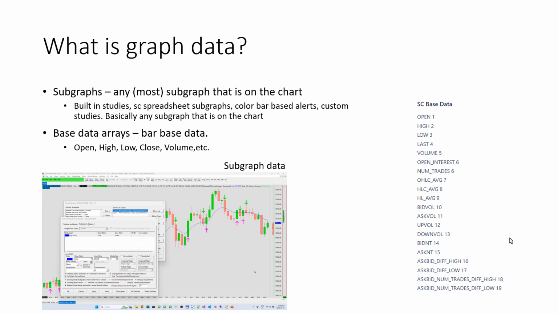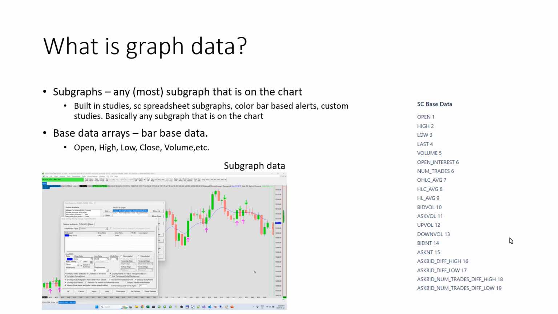Subgraphs, and pretty much any subgraph that you see on the chart. It includes the built-in studies, CR charts, spreadsheet subgraphs, color bar based alerts, and custom studies that produce subgraphs. Basically any subgraph that is on the chart is included in the definition of graph data. The other part that we include in graph data is the base data arrays, which refers to the open, high, low, close, volume, all the data that you have for any bar.